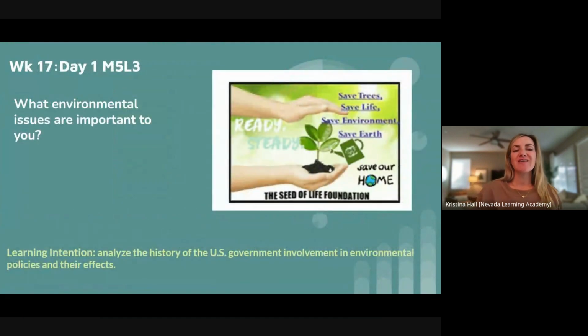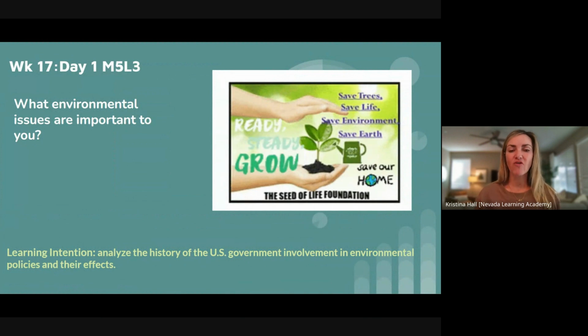We're going to be looking at environmental policy. The learning intention is to analyze the history of the US government's involvement in environmental policy and their impact. So what's some of the history, what are some of the legislation, and how did we get there? How did the government get more involved in protecting the environment, and what has that looked like? We're going to be focusing on that.